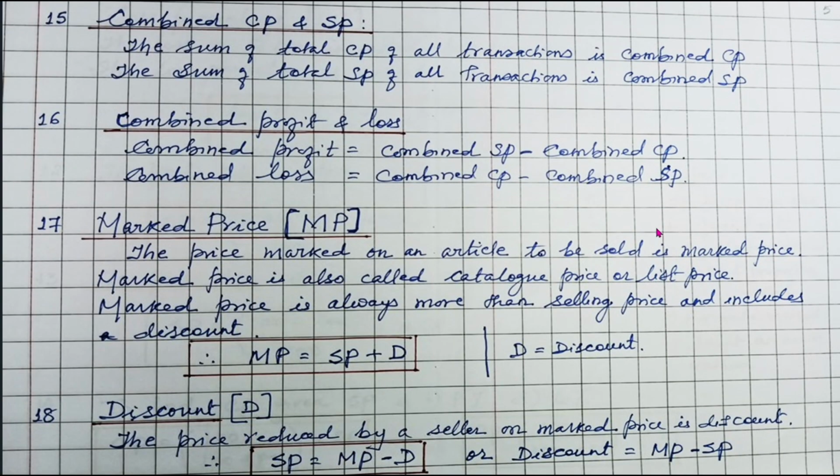Remember that. Now, combined CP and SP. The sum of the total CP of all transactions is called the combined CP. The sum of the total SP of all transactions is called the combined SP. So to find the combined SP and combined CP, list out all the transactions and combine their CP and SP. That is called the combined CP and SP. Now, combined profit and loss. Combined profit is equal to combined SP minus combined CP. Combined loss is equal to combined CP minus combined SP. So please remember these important terms as far as profit and loss is concerned.